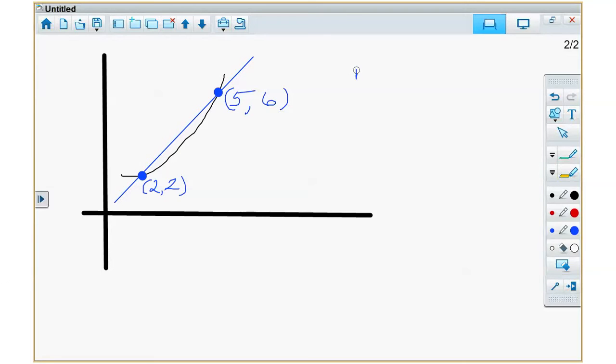M is equal to, well, which way do we read? Left to right. So this is x sub 1. This is y sub 1. This is x sub 2. This is y sub 2. Plug and chug. Well, when I plug and chug, I teach all my students to use big sets of parentheses.